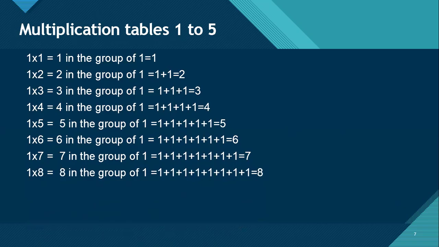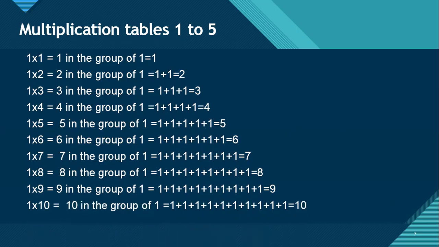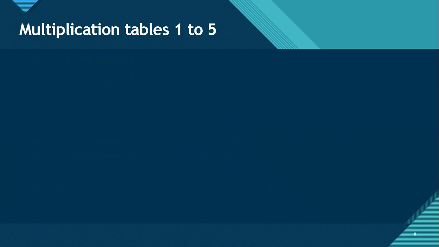1 multiplied by 8, addition of 1, 8 times, that will be the 8. 1 multiplied by 9, that is addition of 1, 9 times, that will be the 9. And 1 multiplied by 10, the addition of 1, 10 times, that will be the 10. So we have got the table of 1. Then table of 2, in the same way.